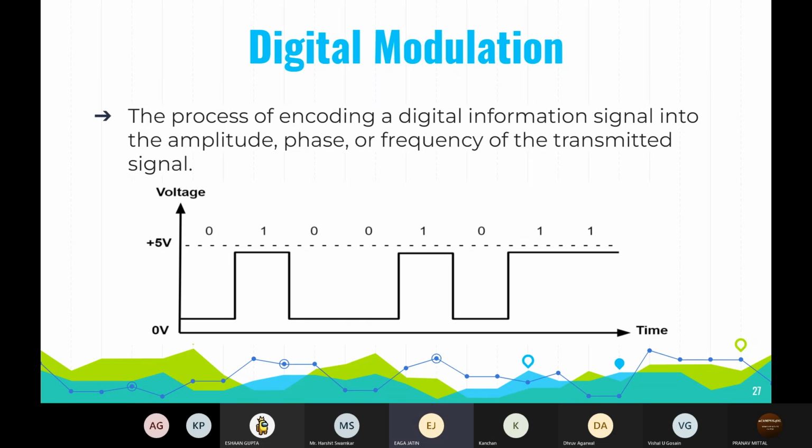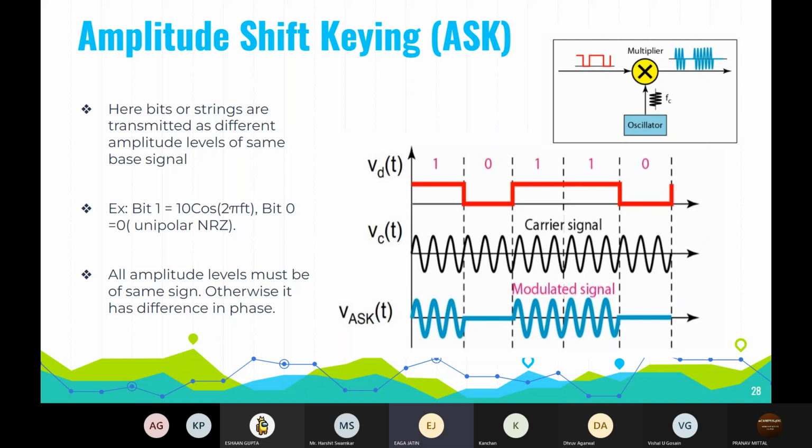So amplitude shift keying, ASK in short, is where the amplitude of the carrier wave, which is analog in nature, is changed, or we can say switched, according to the digital input signal. Since we know that the modulating signal here is in digital form, ASK is analogous to AM.